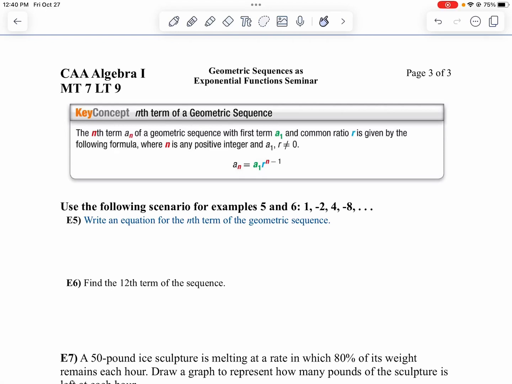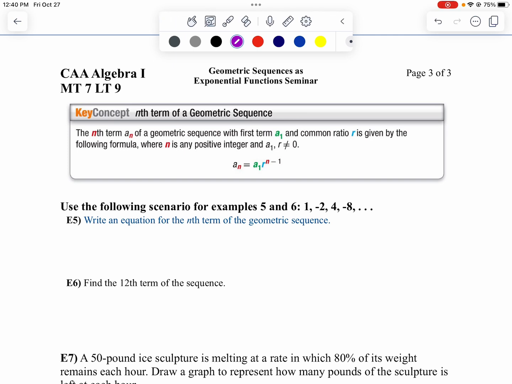Just like arithmetic sequences had an explicit formula, geometric sequences have an explicit formula. The explicit formula for a geometric sequence is a sub n equals a sub 1 times r to the n minus 1 power. A sub 1 is our first term. R is your common ratio. It's what you're multiplying or dividing by each time. And then n is the nth term.